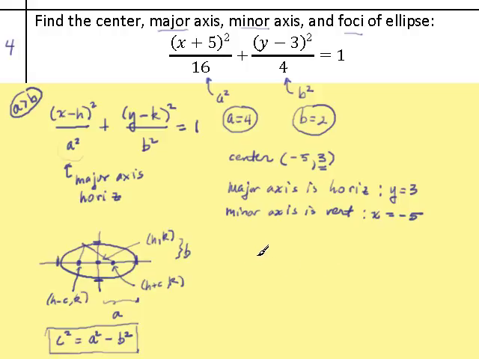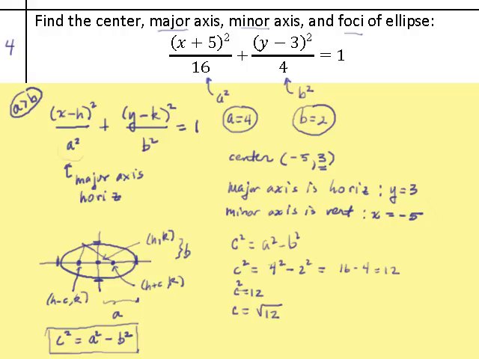And now we want to find the foci, so we have A and B. So we'll use this little equation to find C, and from C we'll get the foci. So let's do that. We have C squared is equal to A squared minus B squared. So C squared is equal to 4 squared, and B is 2, so 2 squared. That would be 16 minus 4, or 12. Sorry, C squared is equal to 12. So C is the square root of 12.